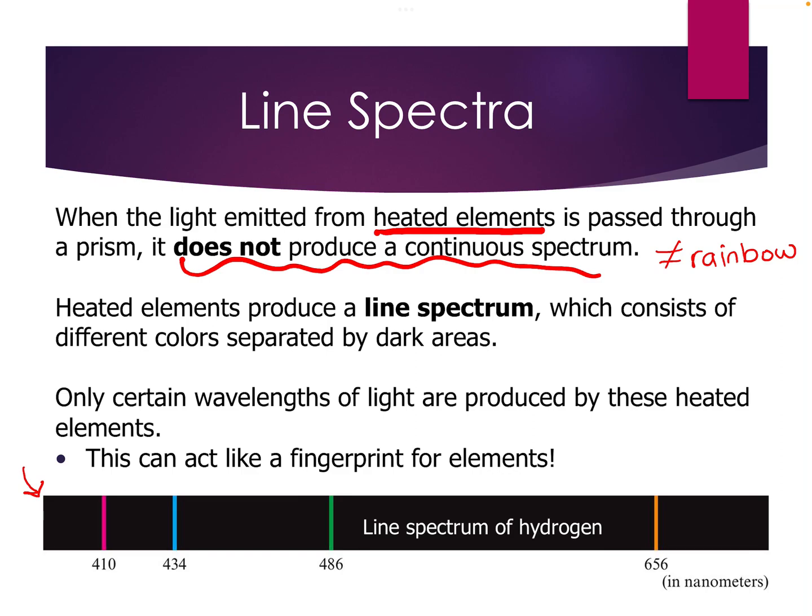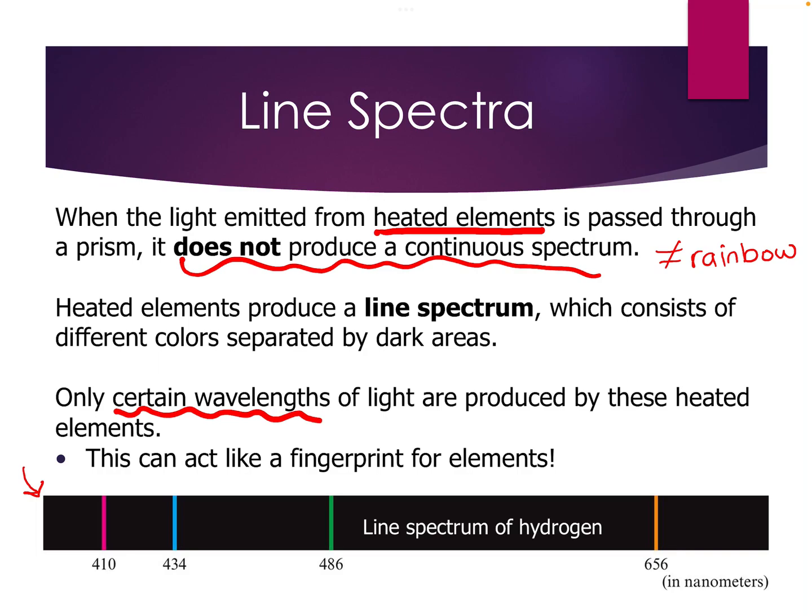So instead of getting that whole Roy G. Biv effect, when we heat elements, we are just getting dark spaces and a couple bands of light, which is cool. That's telling us that only certain wavelengths of light are being produced by the heated element. And this actually can act as a fingerprint for elements. So let's say you had some mystery chemical in your lab and you're like, I don't know what this is. One of the ways of identifying it could be to simply light it on fire and see what color is produced, right?